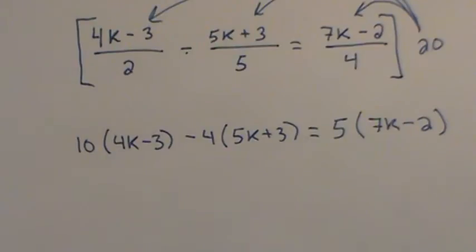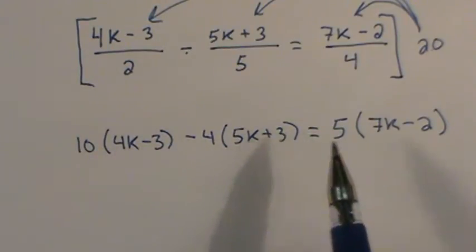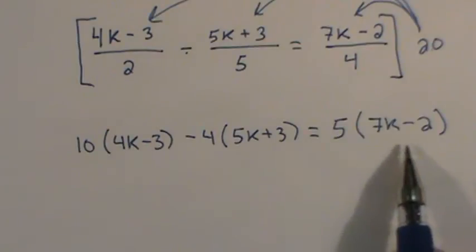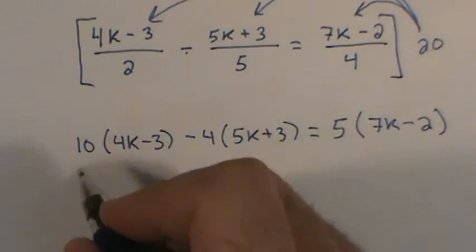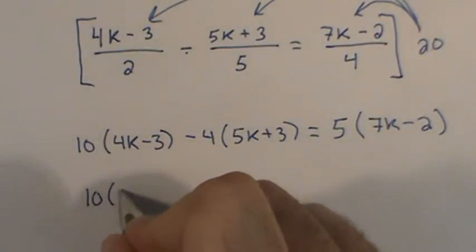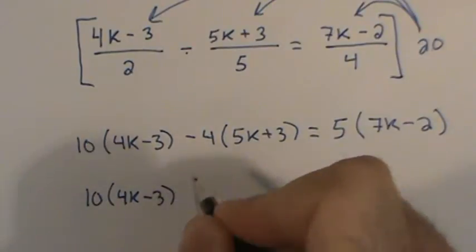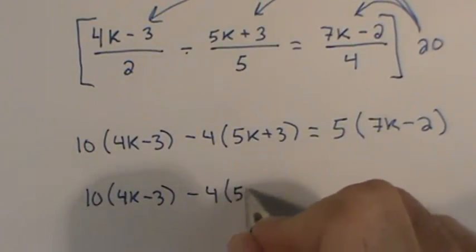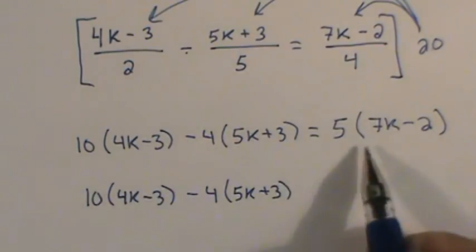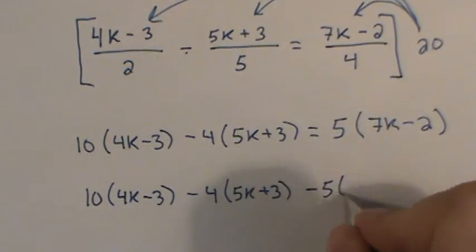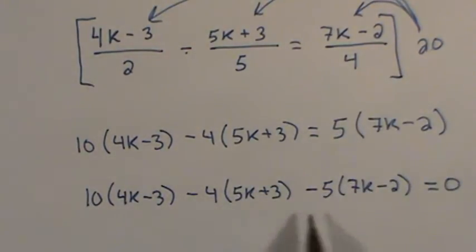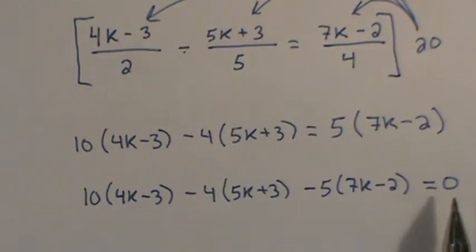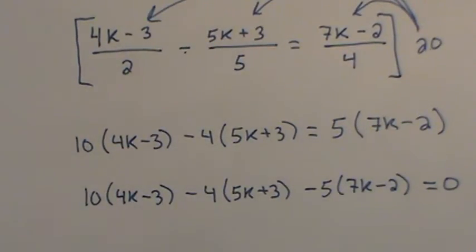As I look at this particular equation, I see there's a lot more terms on the left-hand side and then on the right-hand side. So I'm going to choose to move this term over. As I move that to the left, we do have to change its sign, so we'll say 10 times 4k minus 3 minus 4 times 5k plus 3. And as this comes over, we'll bring it over as a minus 5 times 7k minus 2 equals 0. I really don't have to take it any further than that. When I have it zeroed out, I can go to the equation editor, and I'm going to show you that on the calculator now, and type all that in.